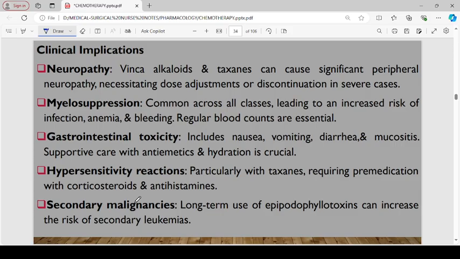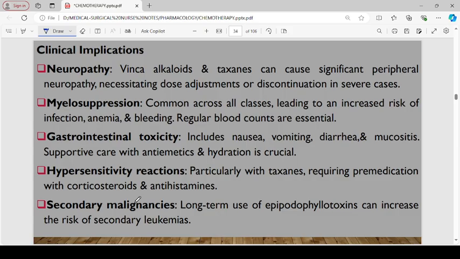Right. So, what are the clinical considerations when you're using these plant alkaloids? Number one is neuropathy. You find that vinca alkaloids and taxanes can cause significant peripheral neuropathy, necessitating dose adjustments and discontinuation in severe cases. Myelosuppression is common across all the classes, of course, and normally leads to increased risk of infection, anemia, and bleeding.